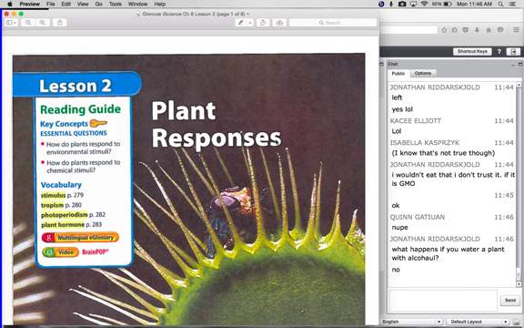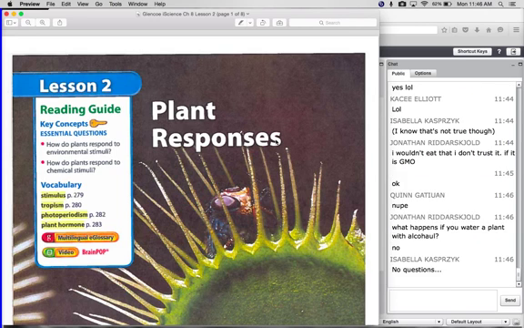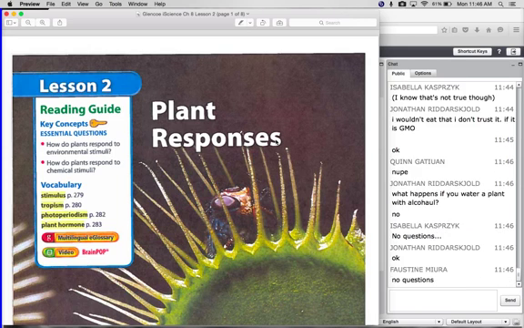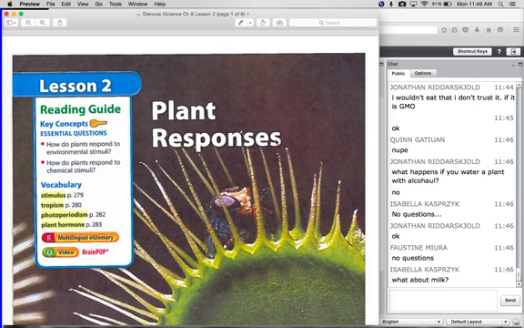What happens if you water a plant with alcohol? I don't know. Maybe that might be a good experiment. You can get rubbing alcohol and dilute it to different concentrations and water different plants with those different things and see how your plant responds.